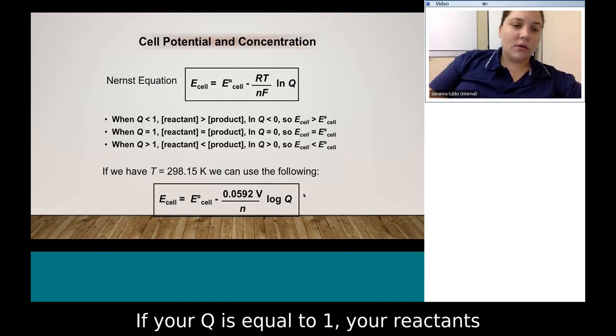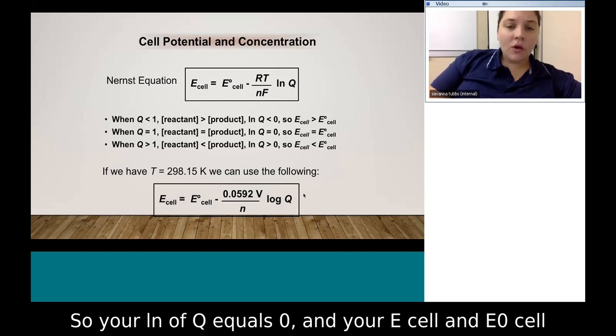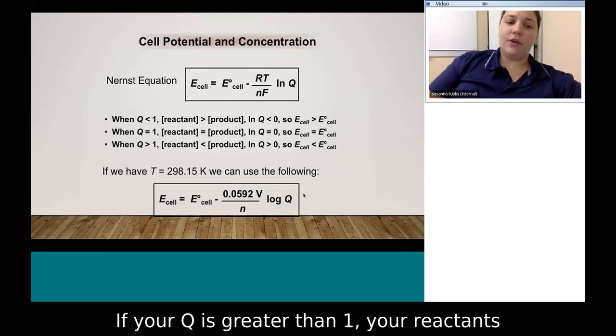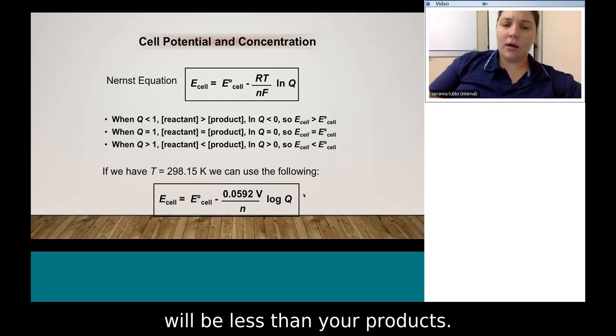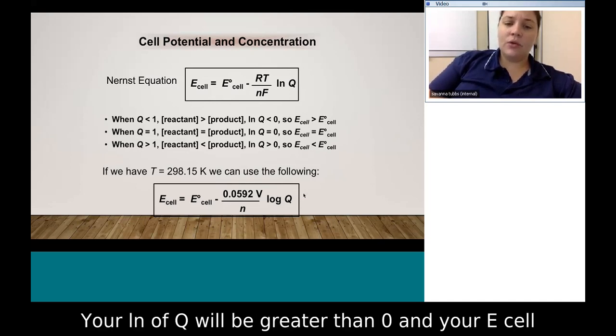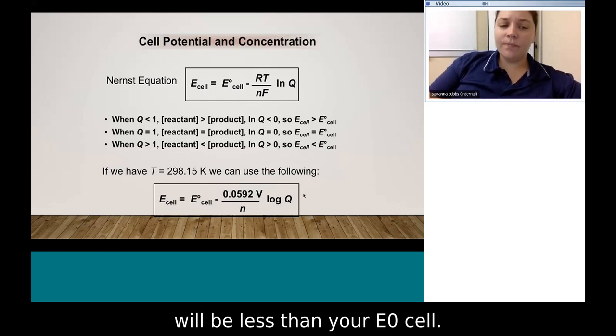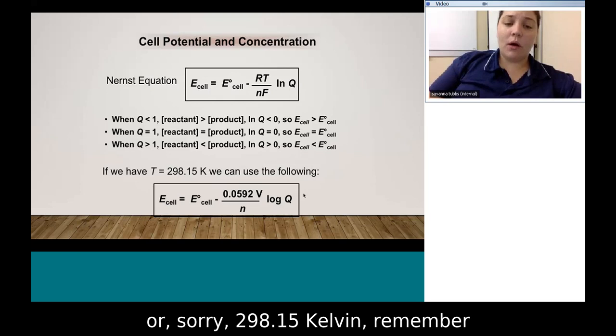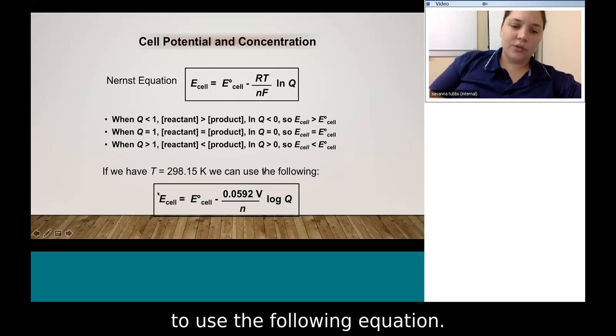If your Q is equal to 1, your reactants will be equal to your products. So your ln of Q equals 0, and your E cell and E naught cell will be equal to each other. If your Q is greater than 1, your reactants will be less than your products. Your ln of Q will be greater than 0, and your E cell will be less than your E naught cell. If we have a temperature of 298.15 Kelvin, remember to use the following equation.